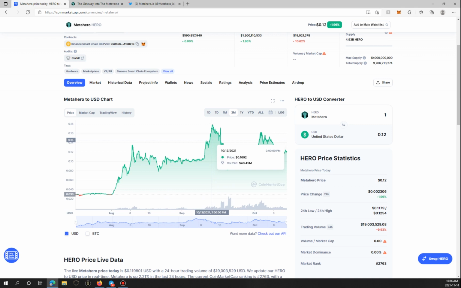And we shot up to 16 cents, 17 cents. Came back down. We traded sideways again. We came down to 10 cents. So we traded sideways at 10 cents again. And we're back up to 15. Then we came back down. And we've been trading sideways at 12 cents.